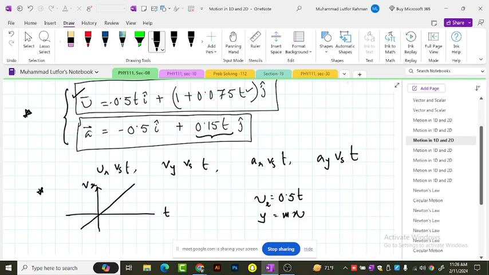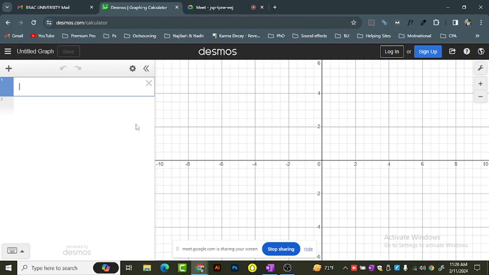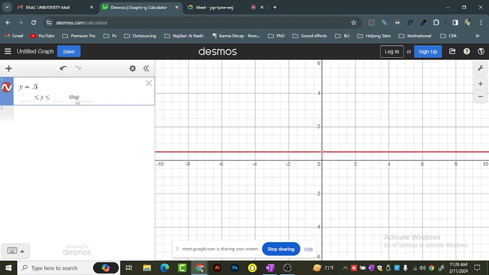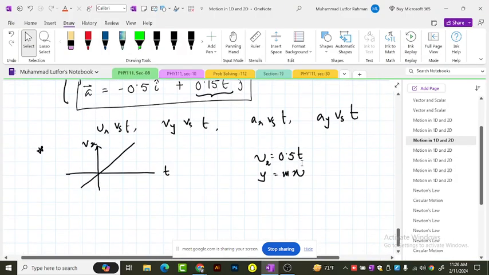If you don't believe me, I can show you that. There are a lot of tools available online. This is called Desmos. Are you familiar with this one? It's an online tool. If you write, let's say we have this 0.5 into x, look at that curve. Its slope would be basically the same as 0.5, so it's a y equal to mx curve. Obviously, it is going to pass through the origin. That's why Vx versus t would look like that curve.